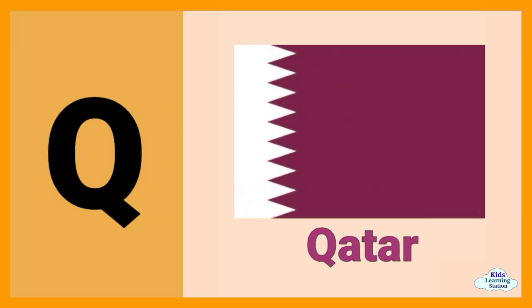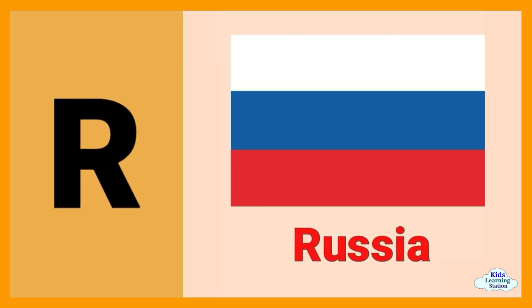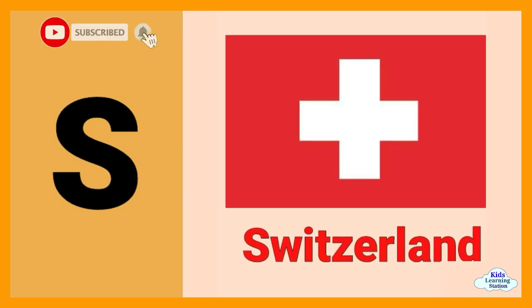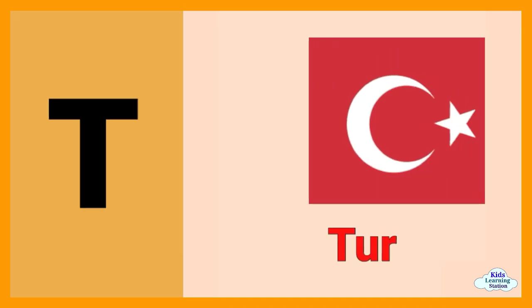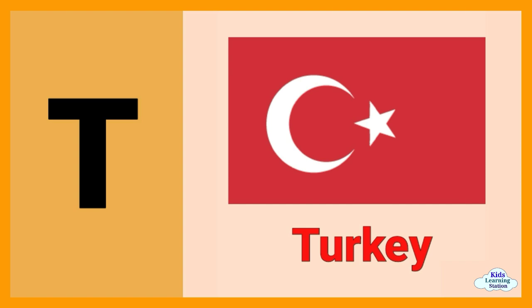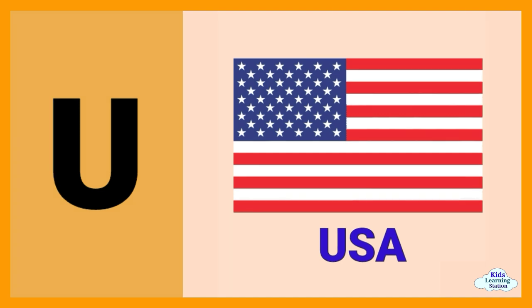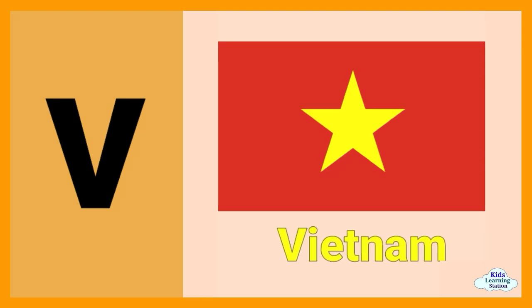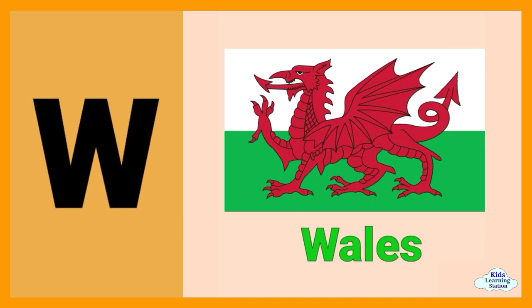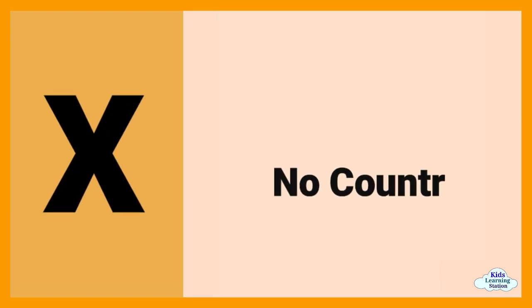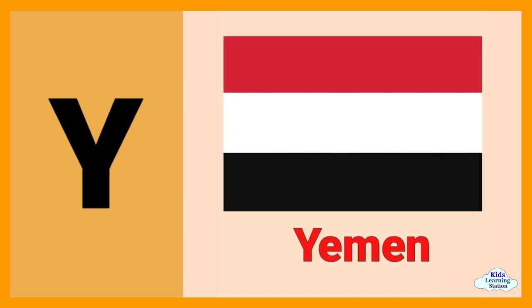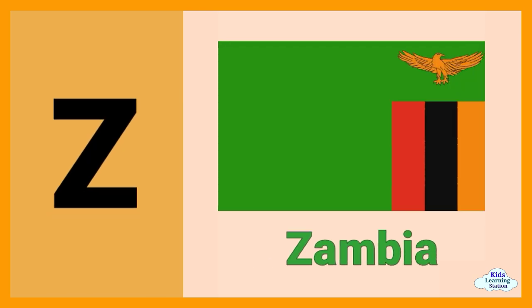Philippines. Q is for Qatar. Qatar. R is for Russia. Russia. S is for Switzerland. Switzerland. T is for Turkey. Turkey. U is for USA. USA. V is for Vietnam. Vietnam. W is for Wales. Wales. X. There is no country that begins with X. Y is for Yemen. Yemen. Z is for Zambia. Zambia.